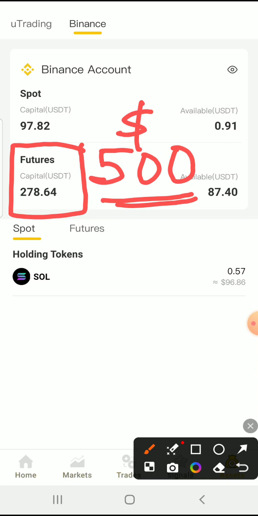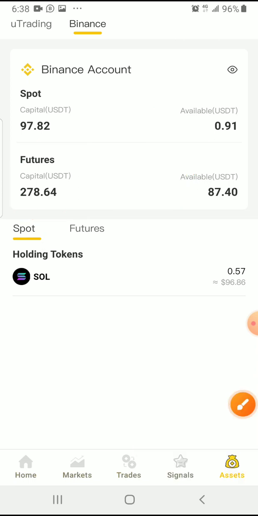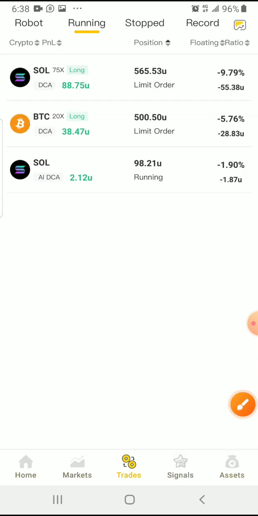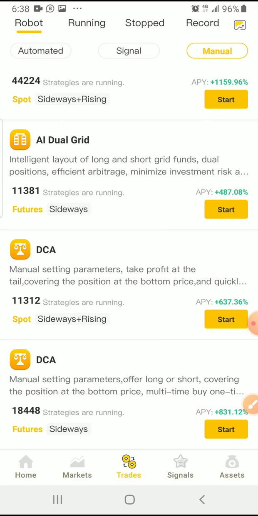So now, how do we go about setting up the trade? You begin first by asking yourself, how many coins do you want to trade? Do you want to trade just one coin with your 500, which is not a bad idea? Some people may even trade 2,000 with one single coin, or 2 coins or 3 coins.